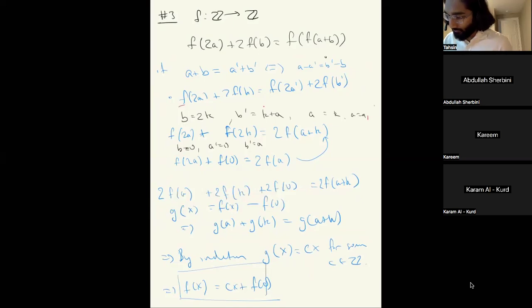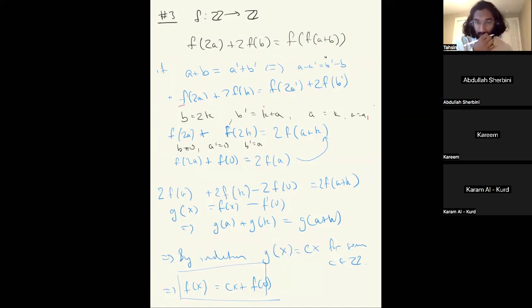That's right. So actually, you're right. So here we have f of 2a plus f of 0 equals 2f of a. So it should be f of 2a is 2f of a minus f of 0, and so here it should be a minus minus 2f of 0. That's right. And then what? And then I think it's okay.